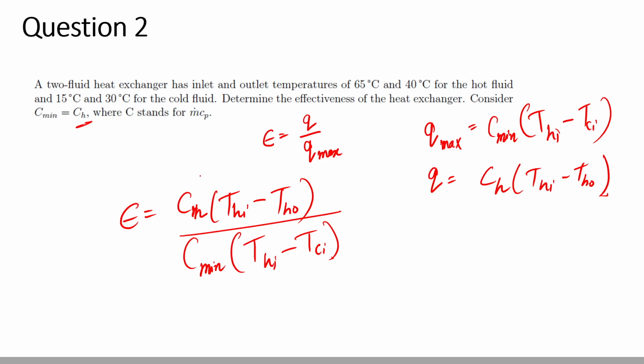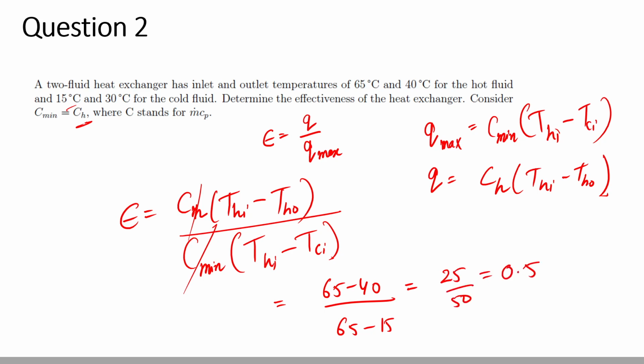Now C minimum is equal to CH, so we can just cancel it out, and then we can replace all the remaining values. The hot fluid inlet is 65 and outlet is 40, so the difference will be 65 minus 40. Similarly, the cold fluid inlet is 15 degrees Celsius. So 65 minus 40 is 25 upon 50, which comes to 0.5. So the effectiveness of the heat exchanger in this case is 0.5.